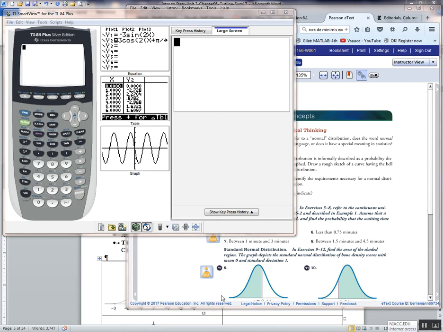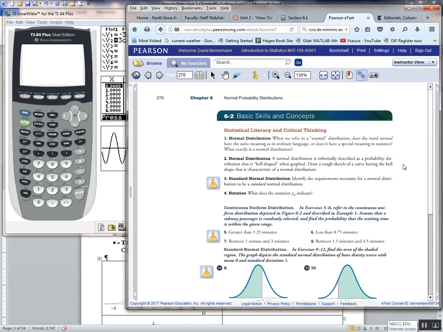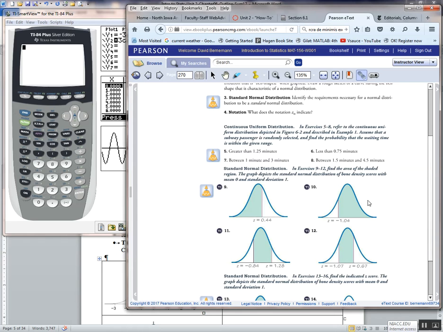This video will also look at using the normal CDF function of the calculator to find an area under a standard normal curve, or probably better, it's really finding the probability between 2 points. I'm looking at the textbook on page 270, and it's got some problems here.